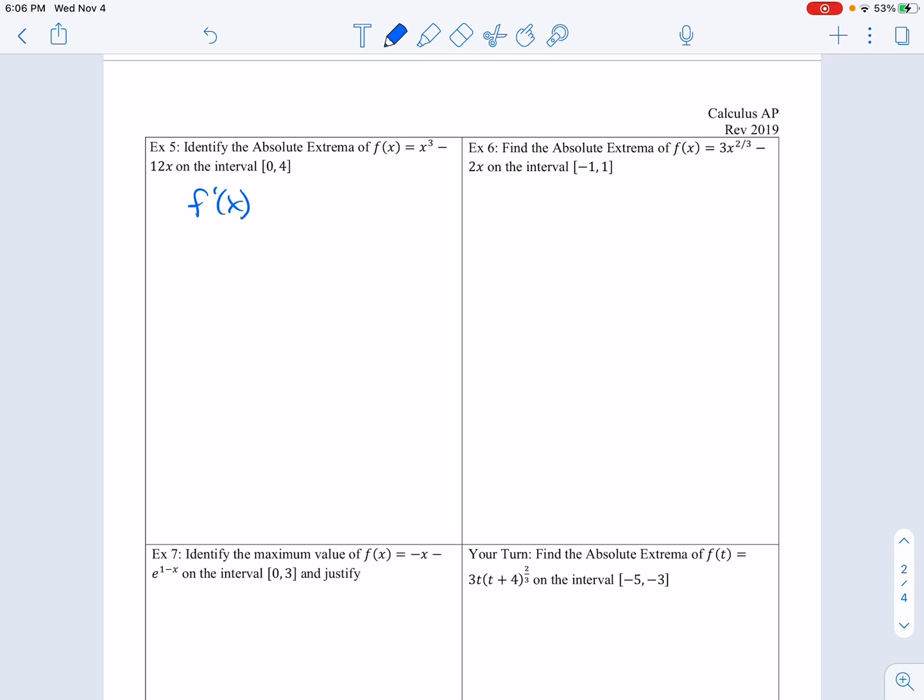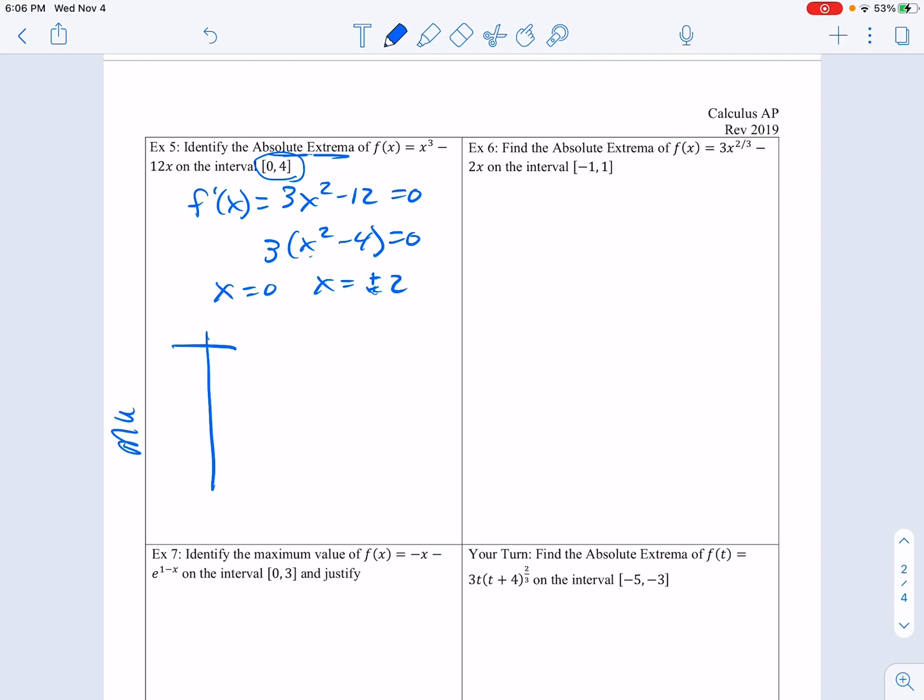So f prime is equal to 3x squared minus 12. Set it equal to 0. X squared minus 4. So I got x equals 0 and x equals plus or minus 2. Now here's my interval, so I can throw out the negative 2, so I just have x equals 2. Now, to find the absolute extrema, you must make the chart. Must make t-chart. Okay? You want to get an A on your test, you have to have a t-chart.